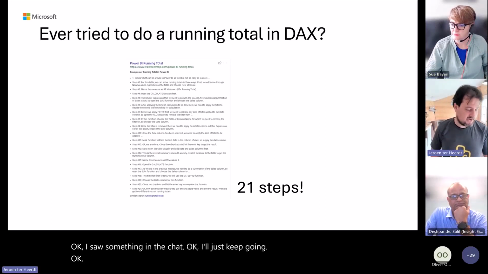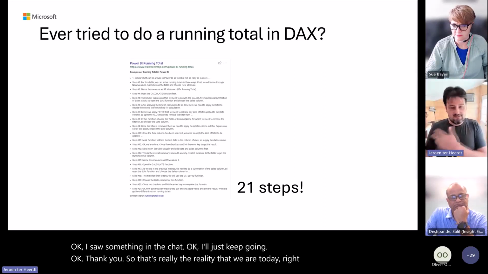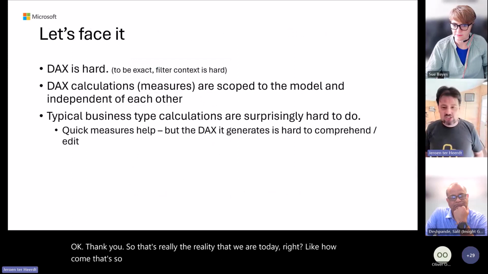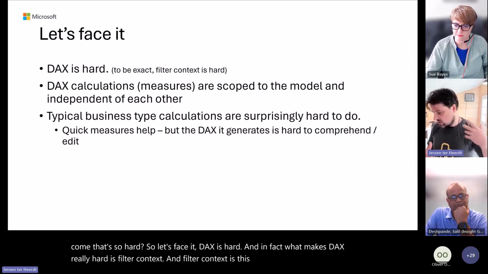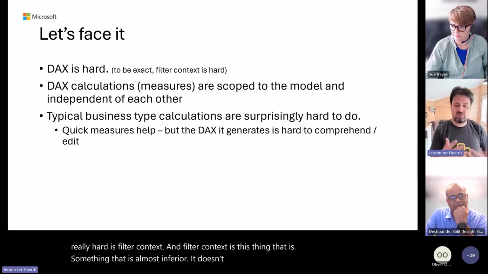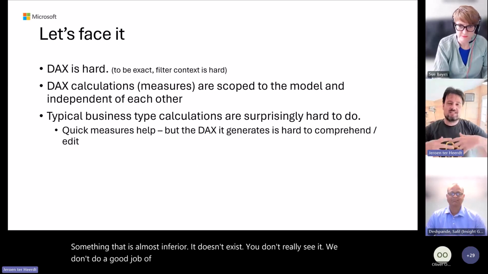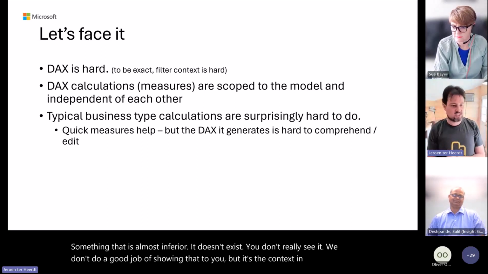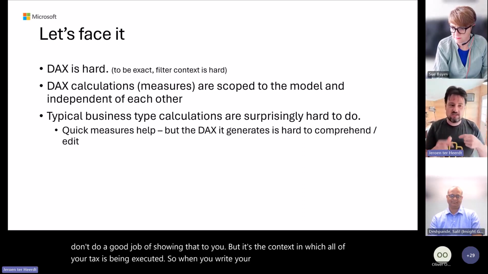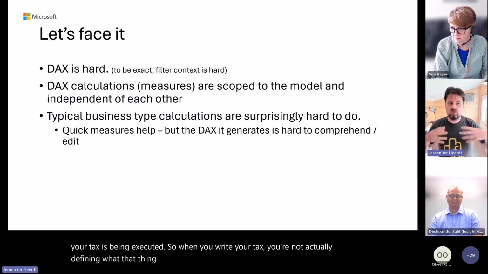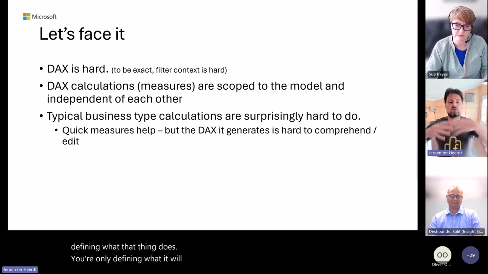Okay, thank you. So that's really the reality that we are today, right? Like, how come DAX is so hard? So let's face it, DAX is hard. And in fact, what makes DAX really hard is filter context. And filter context is something that is almost ethereal. It doesn't exist. You don't really see it. We don't do a good job of showing that to you, but it's the context in which all of your DAX is being executed. So when you write your DAX, you're not actually defining what that thing does. You're only defining what it will do within a certain context.